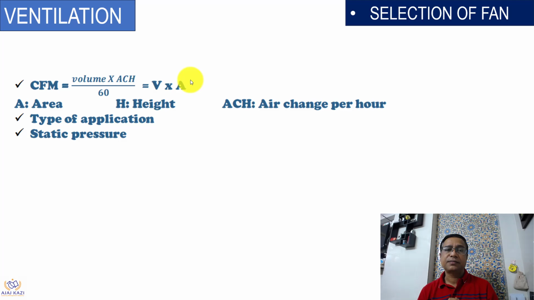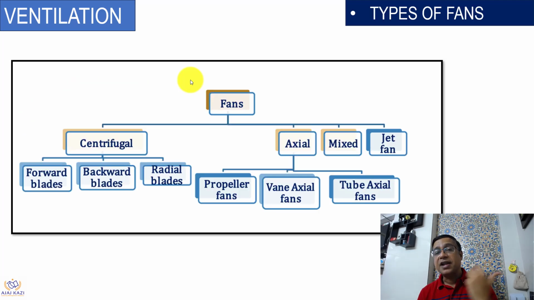How do you select a fan? A fan is basically, when we talk about CFM, right? CFM is volume into ACPH divided by 60. That's one aspect. We have to see what is the static pressure, right? We have to see what is the application. So these are two important things: the air quantity, static, and the application. Based on that, fan can be selected.